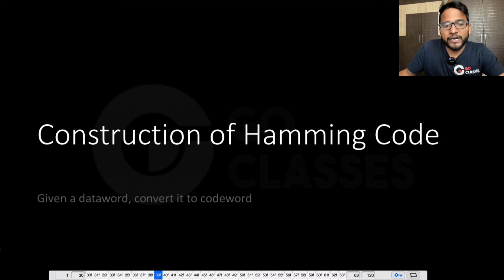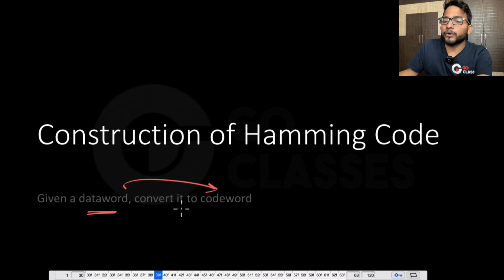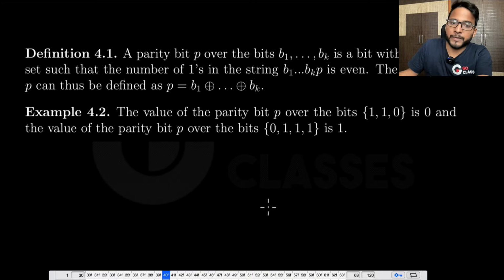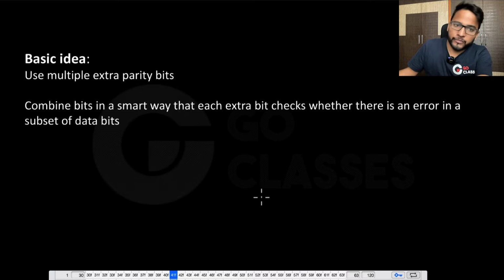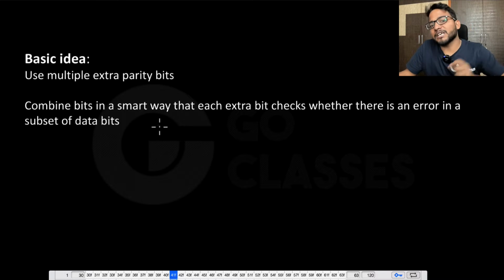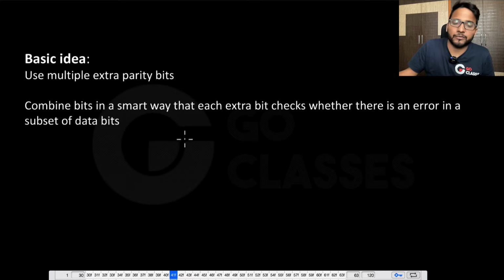Now let's move to a very interesting portion, which is construction of Hamming code, which means how to construct a Hamming code, right? Given a data word, you want to convert that data word to a code word. So what you need to do, you need to append some of the parity bits. Now let's just revise how to append those parity bits. The basic idea is that we need to use multiple extra parity bits, and we will need to combine these bits in a smarter way, so that each extra bit checks whether there is an error in a subset of data bits or not.